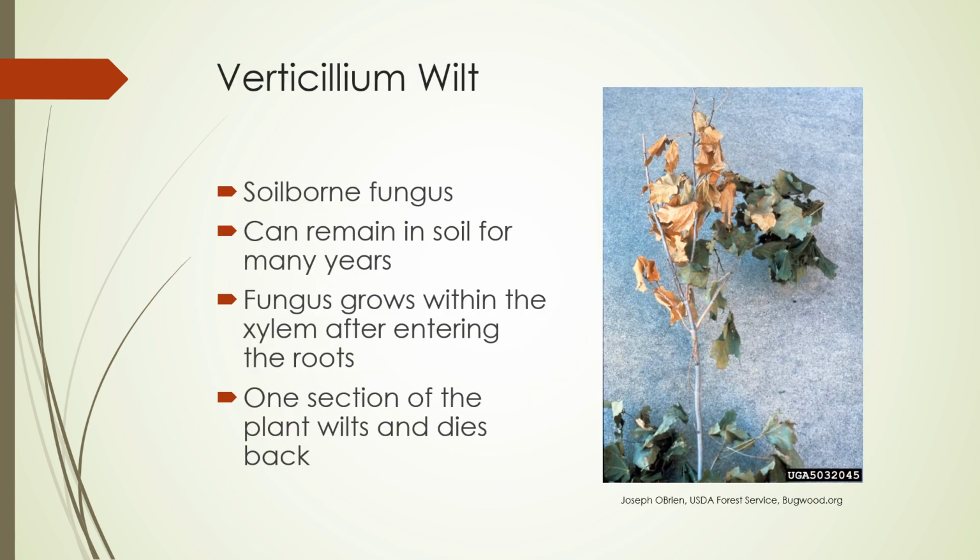Verticillium wilt is a soil-borne fungus. It can remain in the soil for many years, and wet soils just keep it thriving. It grows within the xylem after it enters the roots, and you'll see one section of the plant will wilt and die back.